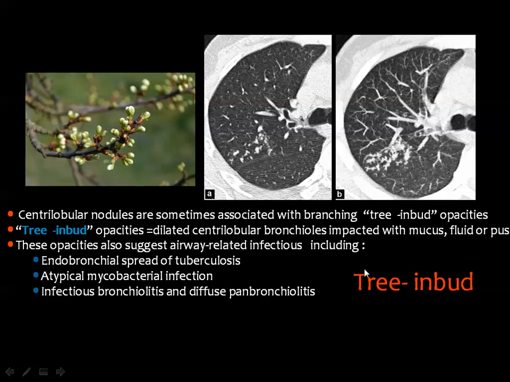Then the tree in bud means that there is mucus, fluid, or pus infection within the terminal bronchioles. The opacities are related almost to infection, and one of the major causes of this tree in bud is tuberculosis, which in this stage will be an active form of TB.